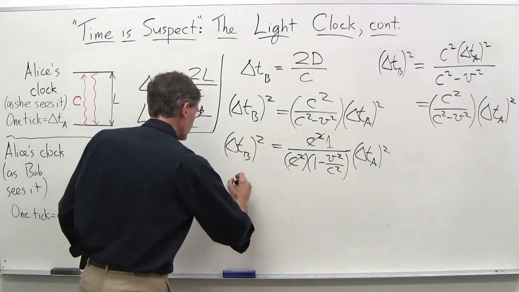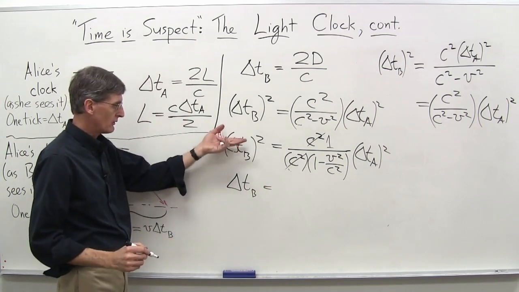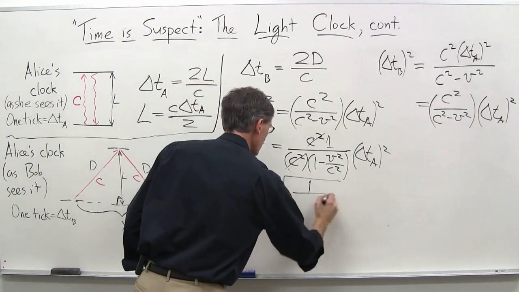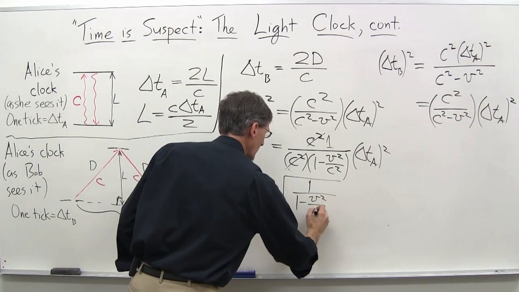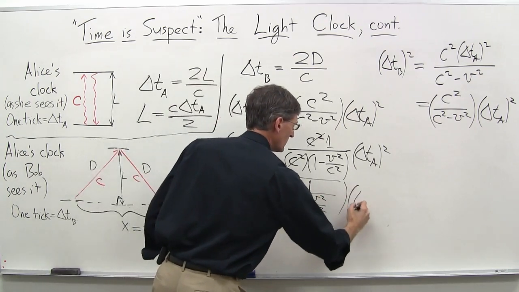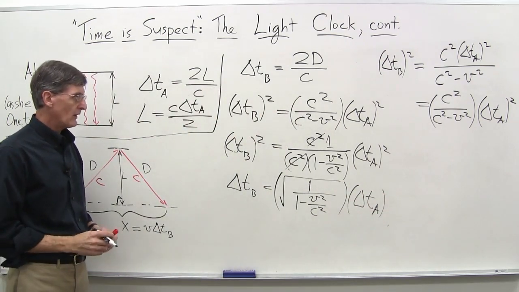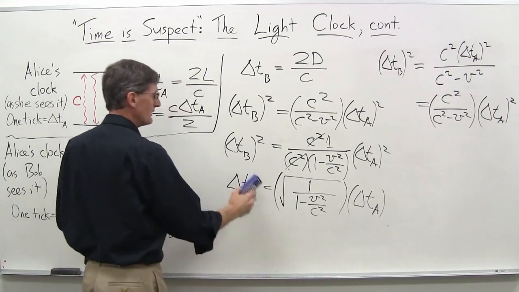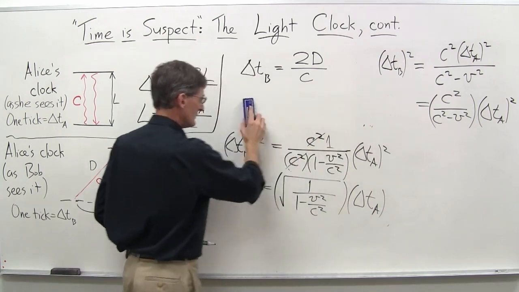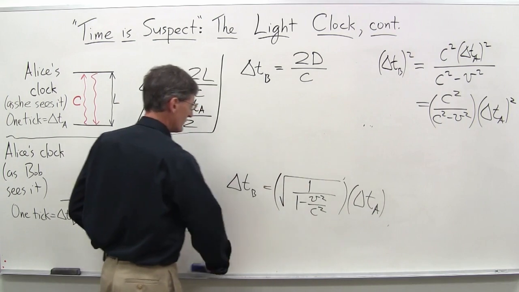So we can write delta TB. What we're doing is we're just taking the square root of each side. The square root of this is delta TB equals the square root of 1 minus v squared over c squared times this whole thing times delta TA. And one more thing here, just to simplify slightly more. Let's just bring it up here.